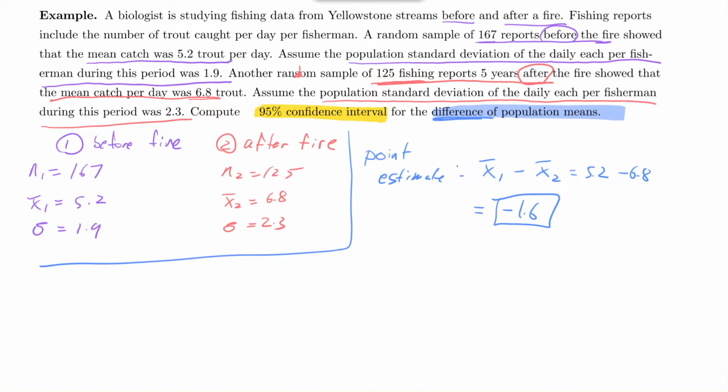It might not make sense in the context of this problem if we just think about one sample mean being negative. It doesn't make sense to have a negative length of a trout, right? But here we're comparing two values. So negative means the second group, after the fire, had a longer length of trout, for just the sample mean.